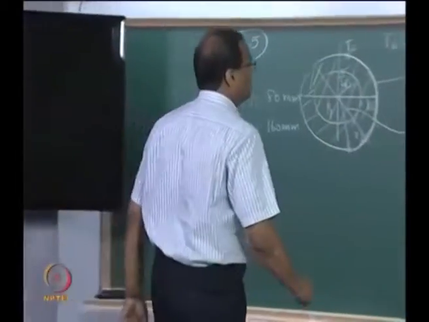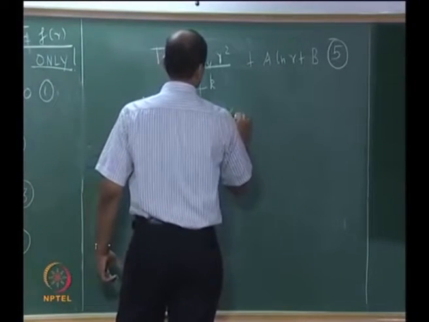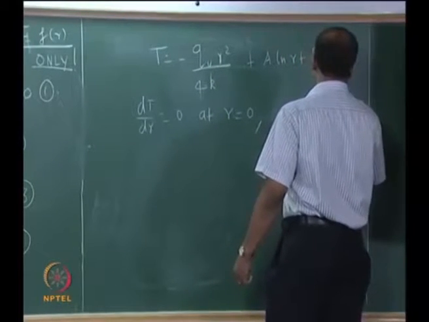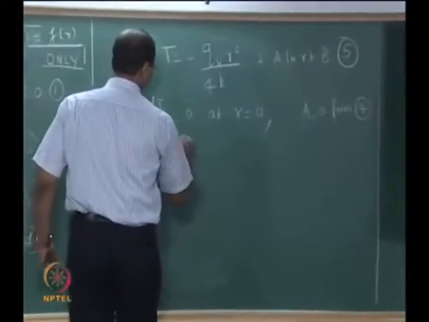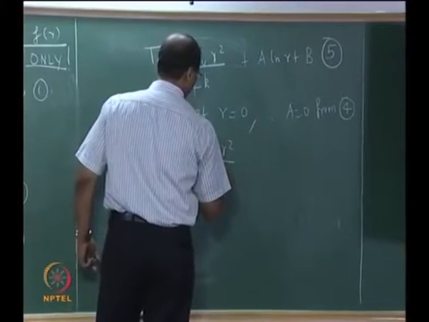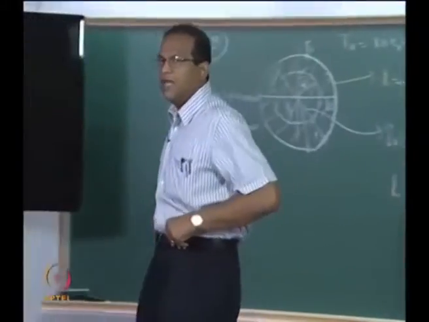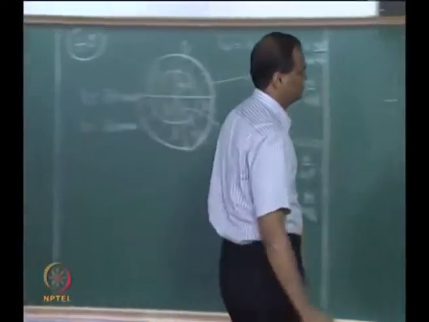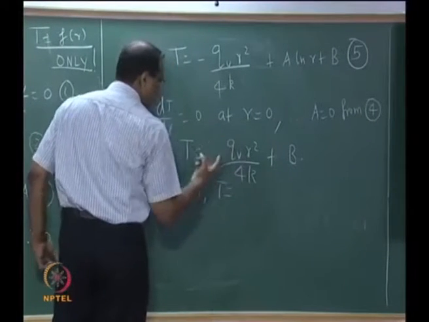So dT by dr is equal to 0. Therefore, from equation 4, what about B? At R equal to R1, T equal to T1.